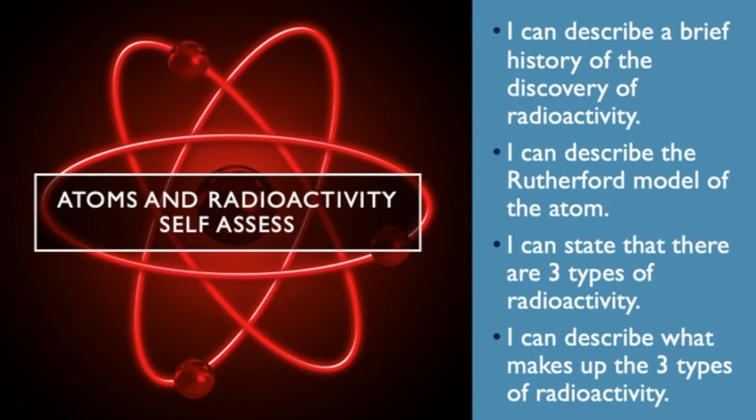So this is what you should be able to do by the end of this lesson. You should be able to describe a brief history of the discovery of radioactivity, describe the Rutherford model of the atom, state that there are 3 types of radioactivity, and describe what makes up these 3 types of radioactivity.